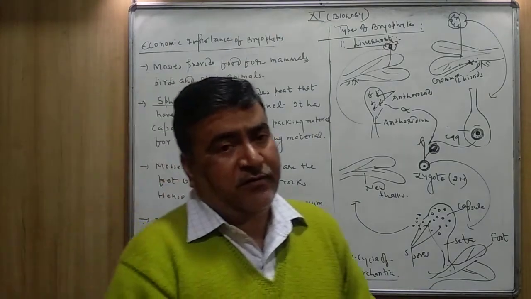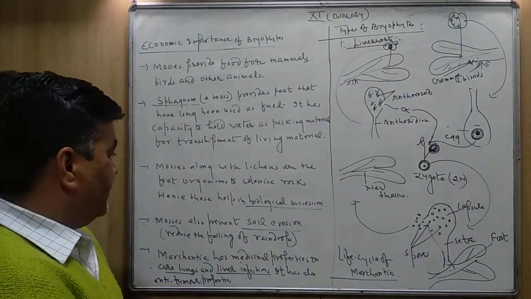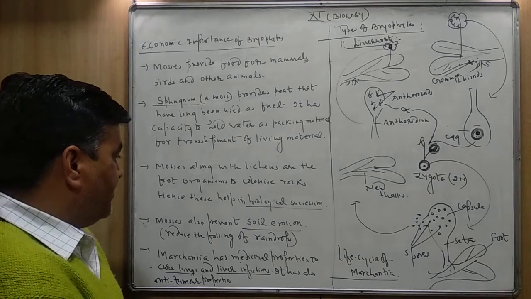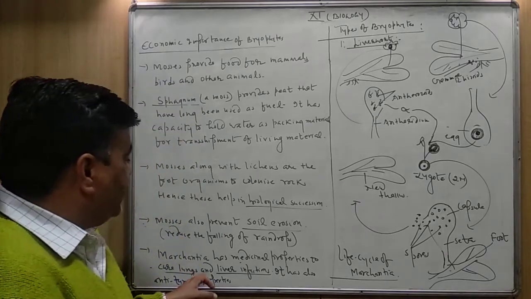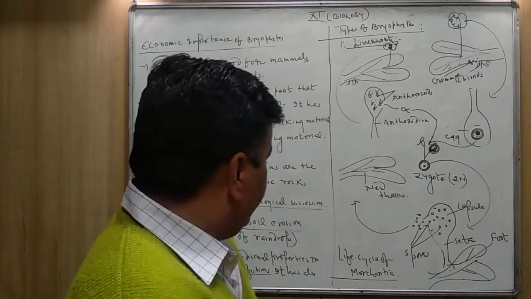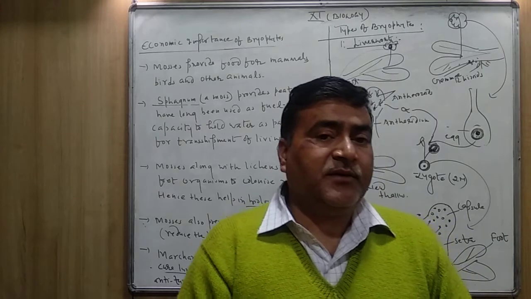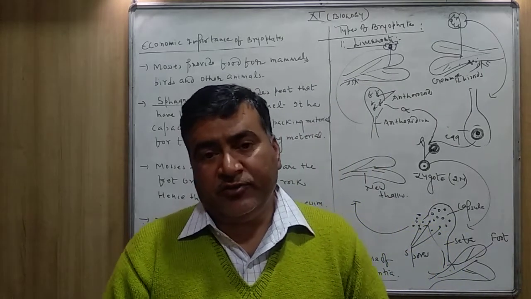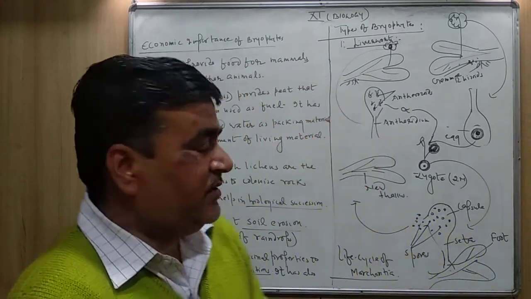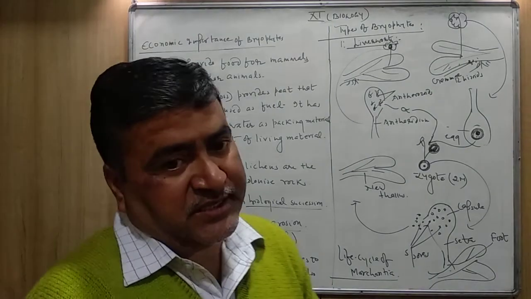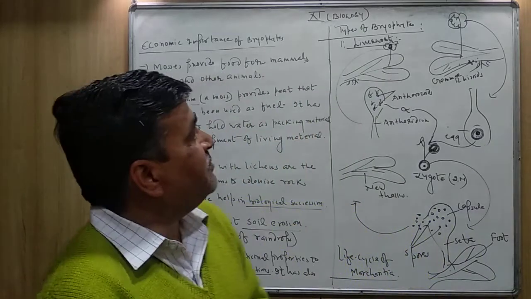Marchantia is a type of liverwort, and it is used for its medicinal properties, especially to cure lung and liver infections. It also has anti-tumor properties. Some species of Marchantia are used as medicine to cure lung and liver infections, and they can even suppress tumors, and that's why it is said to have anti-tumor properties.